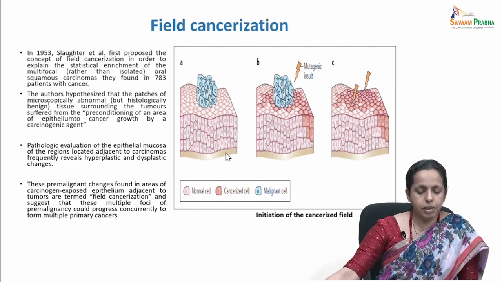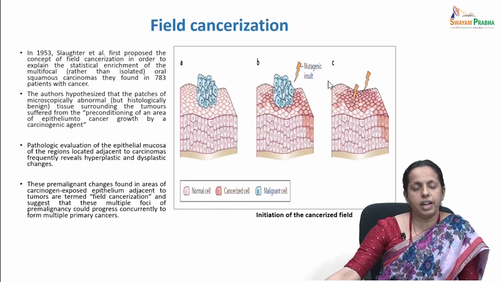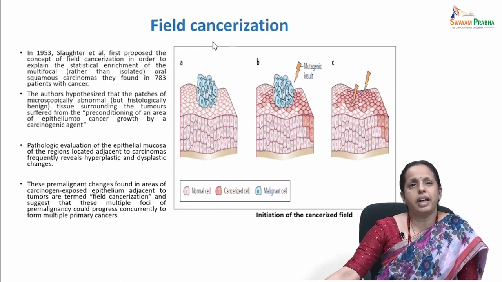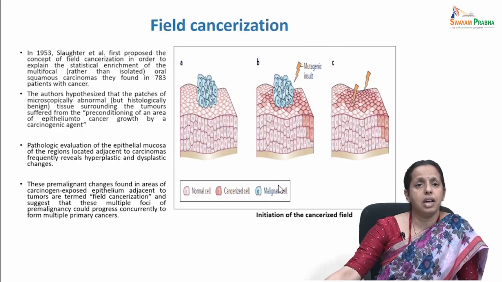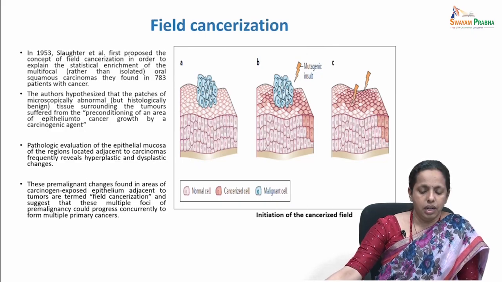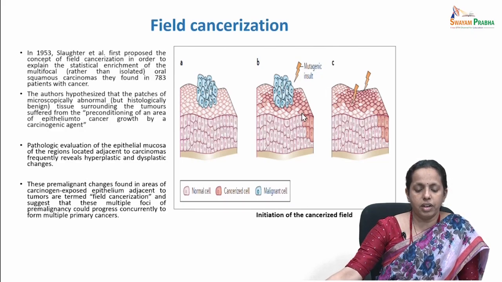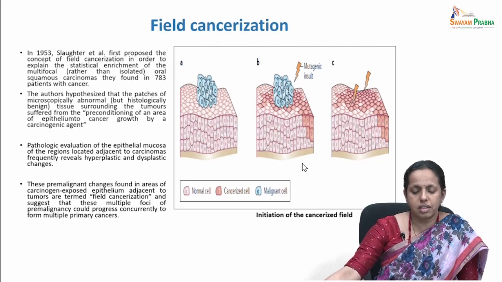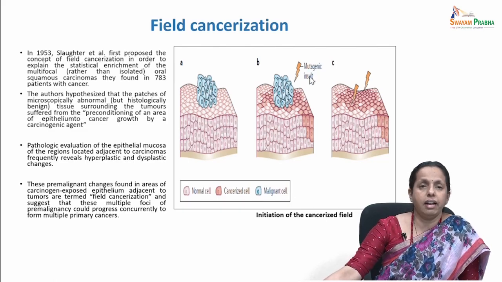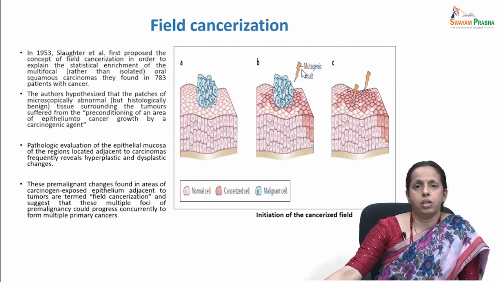You have a normal cell, then you have a cancerized cell, and then you have the malignant. See how this is, isn't it two fantastic terms? You have something called field cancerization, and then initiation of the cancerized field. So to understand, where does the initiation of this cancerized field happen? It is again the mutagenic insult, which I was talking about in my earlier slide.